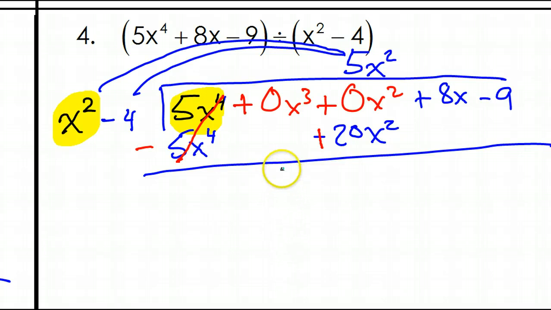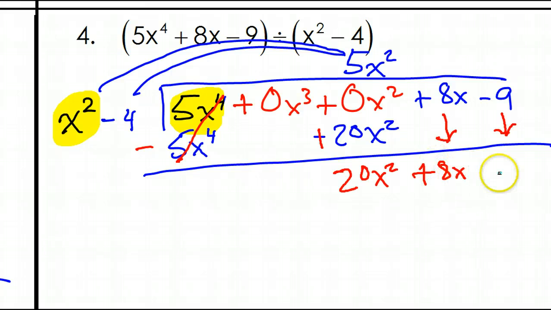It's the first thing, so I don't think I need a placeholder yet. If I put these together, that's going to make 20x squared. 0 plus 20 is 20. So I'm going to have 20x squared. All right, and then I will just bring down the rest. Okay, bring down your 8x, bring down your minus 9. And then you start over.